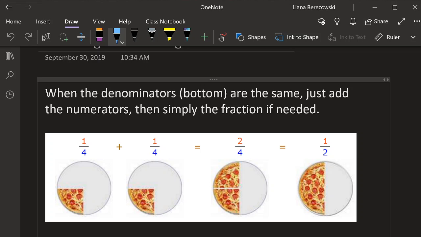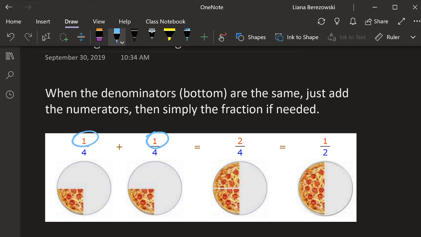So we have 1/4 of a pizza and we're adding it to another fourth. These two pizzas have the same denominators. They're both divided into 4 equally sized sections. So to solve this question, all we need to do is add our numerators. We're just going to add 1 plus 1. That's obviously just going to be 2. And then our denominator stays the same. You don't add the denominators in like fractions. So we add the numerators and the denominator stays the same.